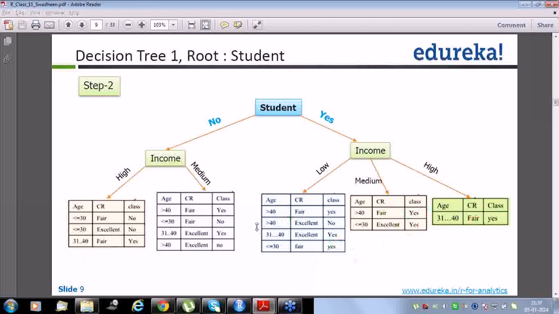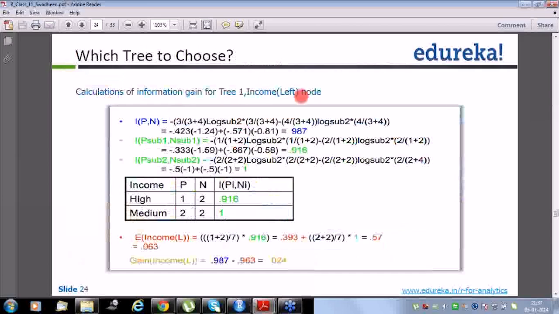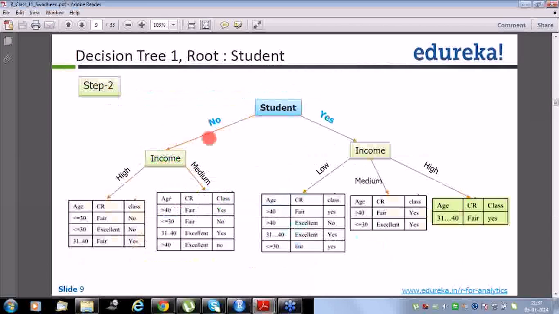Wait a minute. Okay, sorry, it's taking the left node. I will explain the right node. In the left node, how many observations do we have with income as a root node? If income is the root node, we have 1, 2, 3, 4, 5, 6, 7, 7 dependent variables. Out of that, 1, 2, 3 and 4 are no and 3 are yes.